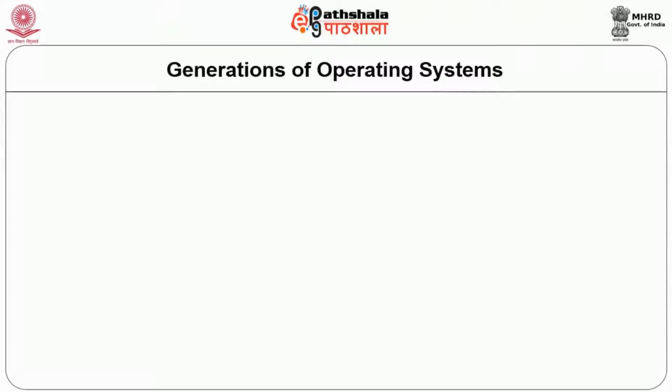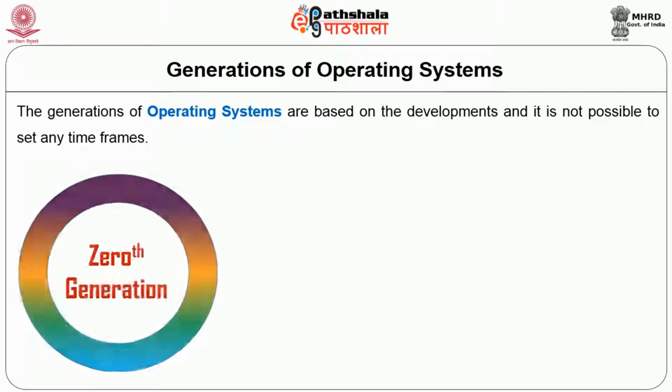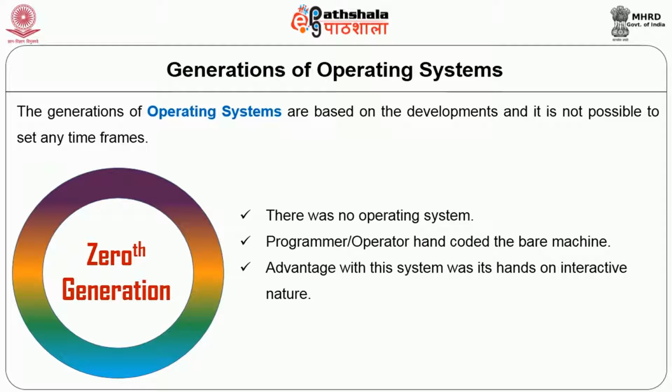Later, to speed up the process, similar programs were grouped together and were then executed as a batch by the operator. Now, looking into generations of operating systems. The generations of operating systems are based on the developments and it is not possible to set any time frames. In the 0th generation, there was no operating system. The programmer operator hand coded the bare machine. The advantage with this system was its hands-on interactive nature.